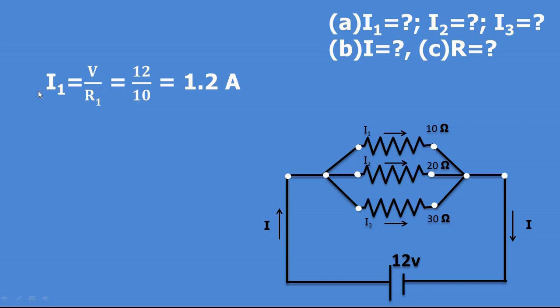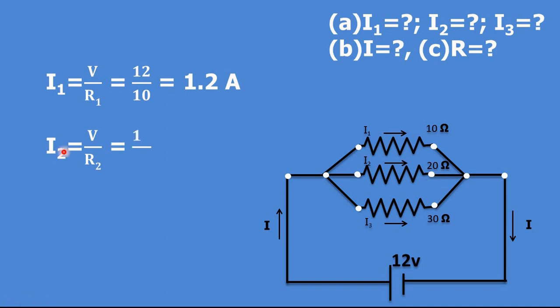On applying Ohm's law, we know that I1 equals V upon R1. We have the value V as 12 volts and R1 as 10 ohms. We simply put the values here, which is equal to 1.2 amperes. I1 equals 1.2 amperes is the current flowing through the 10 ohm resistance.